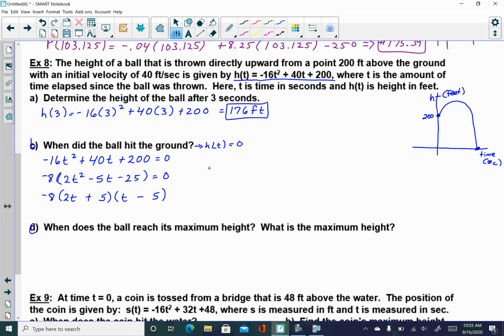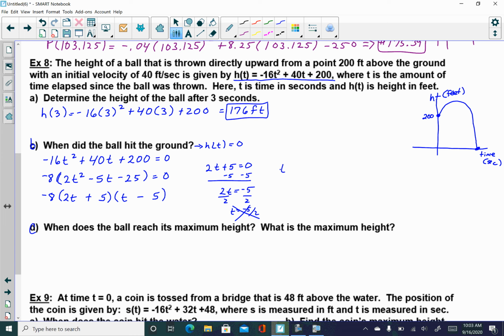Set both of these pieces now equal to 0. So if we set the first one, 2t plus 5 equal to 0, you're going to subtract your 5. 2t equals negative 5, divide by 2. You get t equals negative 5 halves. Remember, t represents time. So a time of negative 5 halves seconds, or negative 2.5 seconds, does not make sense. So we will X that one out.